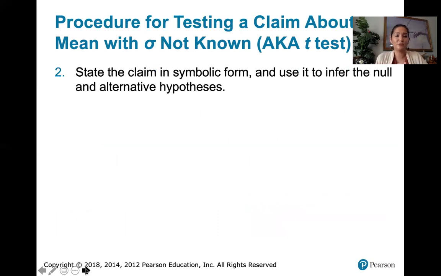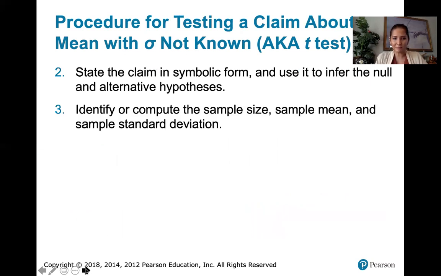Okay, so after you've determined that the requirements are satisfied, you want to state the claim in symbolic form and then use it to infer the null and alternative hypotheses. And then we want to identify the sample size, sample mean, and sample standard deviation. Often those are just given to us in the problem statement. We call those summary statistics.